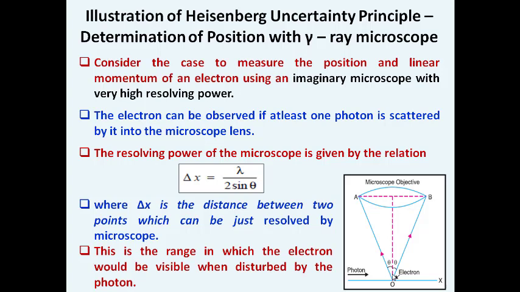Whenever we use the shortest wavelength, we have a chance of increasing the accuracy of measuring the position of the particle. So the imaginary microscope is called a gamma ray microscope, because gamma rays have the shortest wavelength. Gamma rays, X rays, UV is the order of electromagnetic waves, and gamma rays have the shortest wavelength. Using the shortest wavelength, the highest resolution in analyzing the position of electrons is feasible. That is why it is an imaginary concept of defining a microscope with very high resolving power.